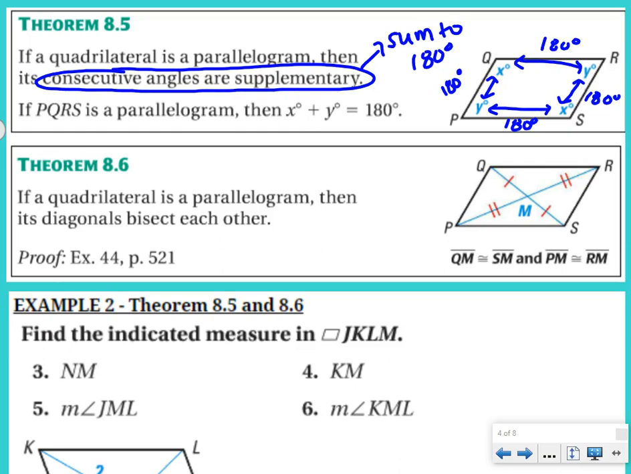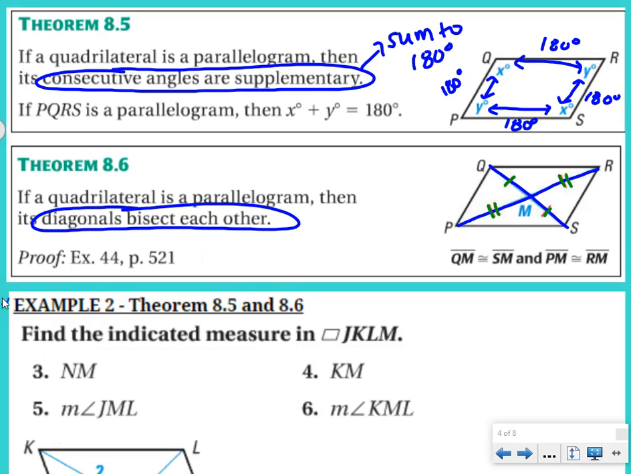All right, and then Theorem 8.6, if a quadrilateral is a parallelogram, then its diagonals bisect each other. So diagonals would go across, and bisect means they cut evenly in half, so both pairs are congruent.